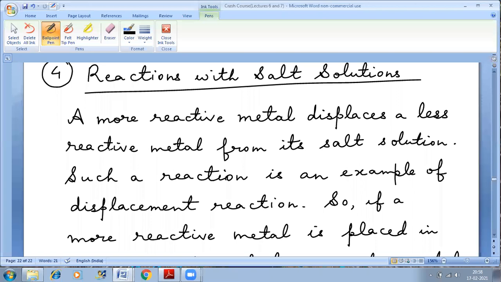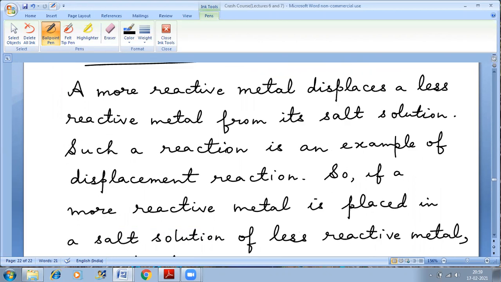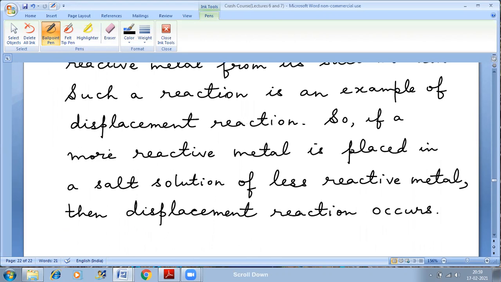Reactions with salt solutions. A more reactive metal displaces a less reactive metal from its salt solution. So you should know which is more reactive than the other. If a more reactive metal is placed in a salt solution of less reactive metal, then only the single displacement reaction occurs. Otherwise, reaction will not occur.